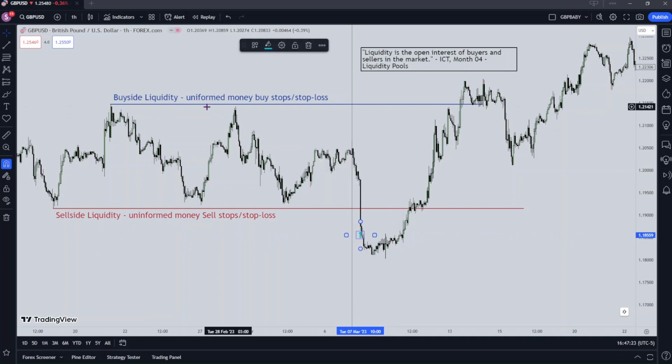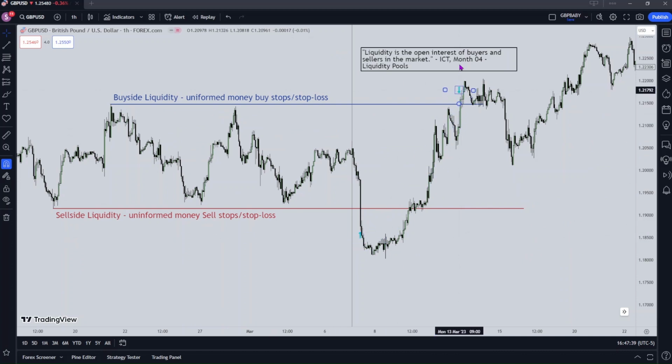Well, we know we have relative equal highs up here. And what is resting above relative equal highs? Buy side liquidity, because the uninformed money is going to be putting their stop losses there. So we know that we can let off our position as soon as we trade up above those relative equal highs, and then we can get out of our position up here.